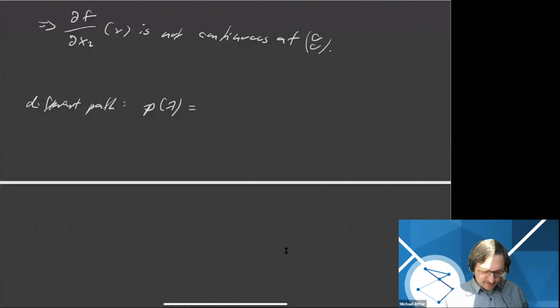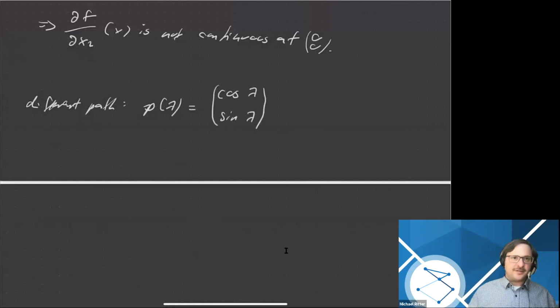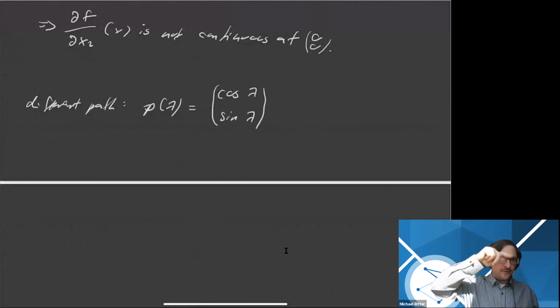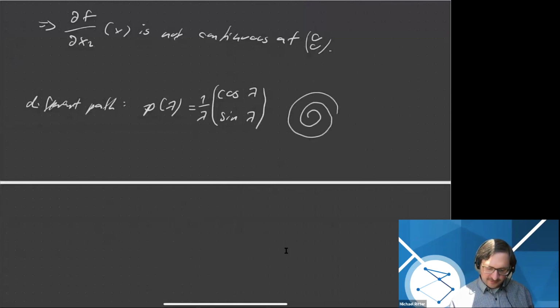That would mean a spiral. So we have some amount of moving along a circle. This vector, cosine of lambda, sine of lambda, would describe a circle going round and round. And now we need to reduce the radius of that circle as we increase lambda. We could do something like 1 over lambda, for example. That means as lambda gets bigger, the radius of that circle decreases, so we spiral closer and closer to the origin. The path looks something like this.